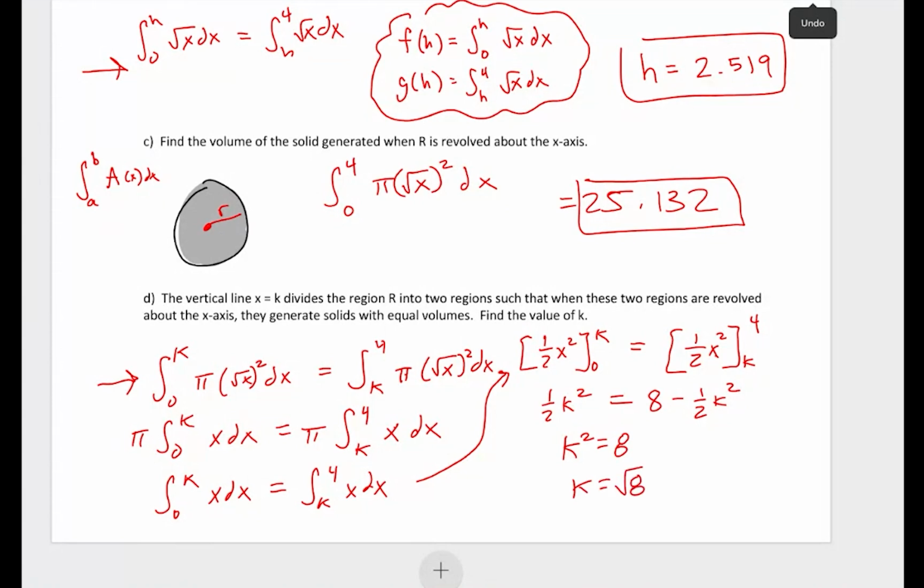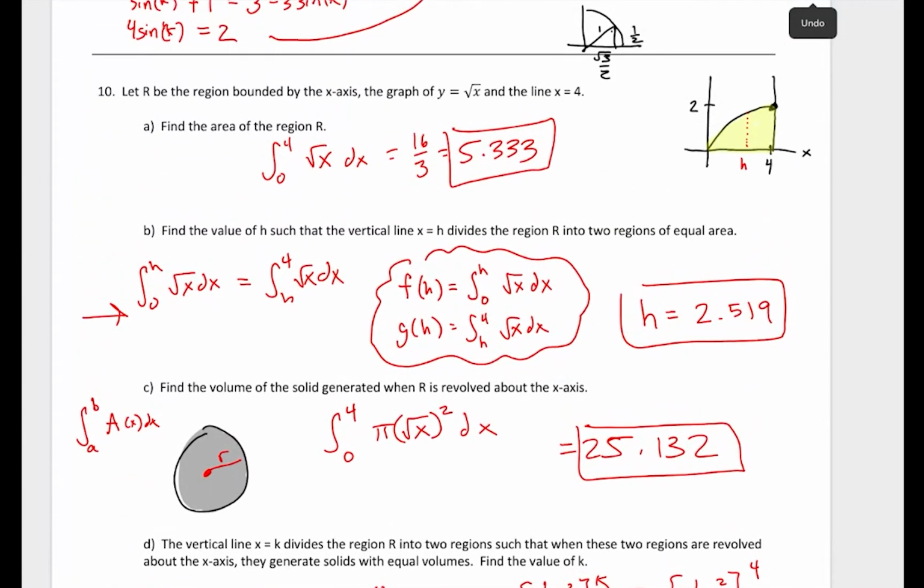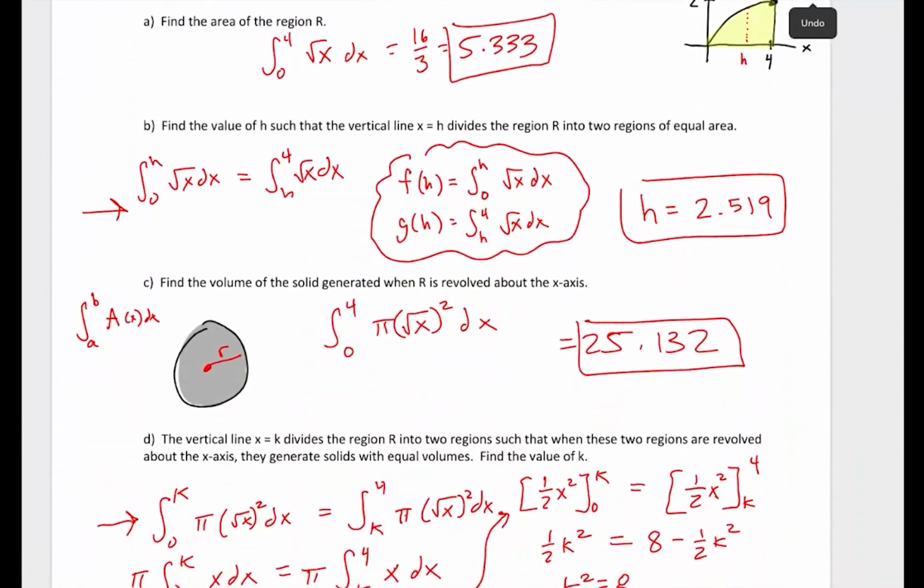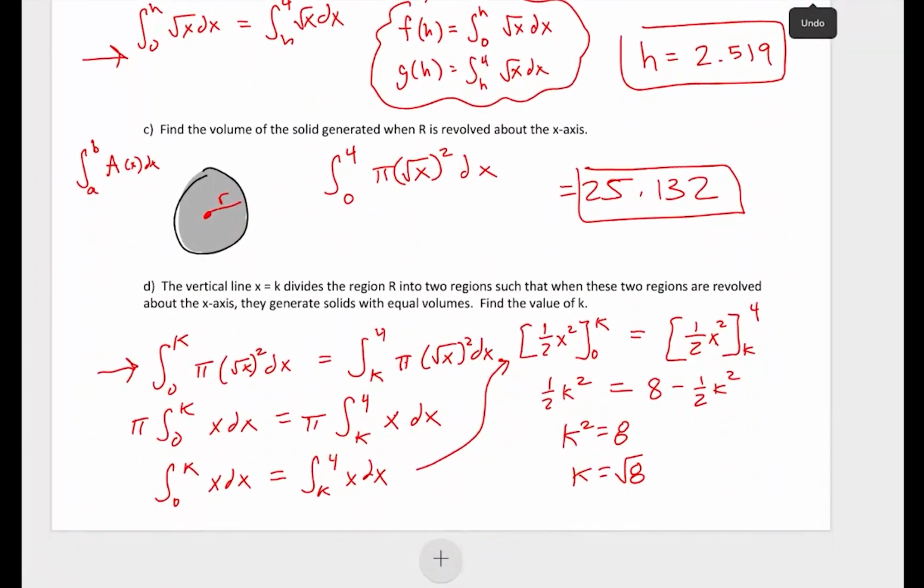Now, if you were to have tried to approach this kind of like we did number 9 and how we did 10b, you'd probably get a decimal answer. If you're just looking to check whether your decimal answer is correct, you would have gotten 2.828. So either one of those answers is fine.